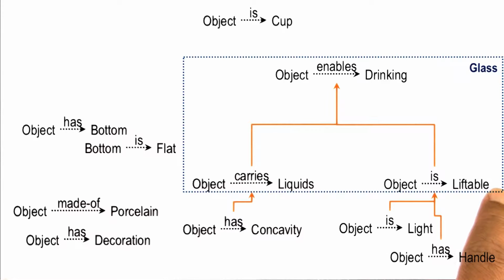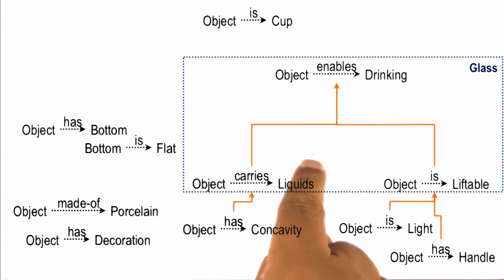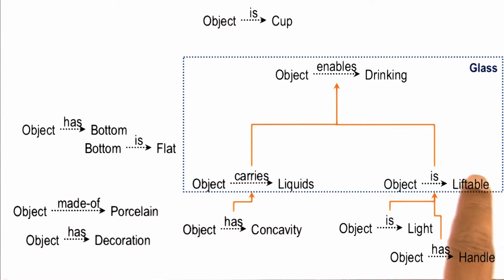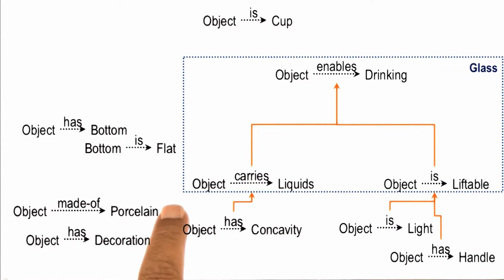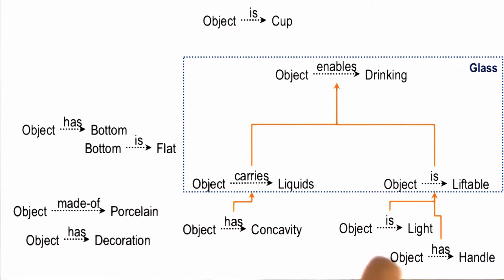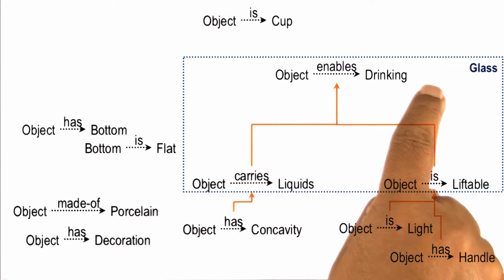The glass enables drinking because it carries liquids and because it is liftable. So in this way, the abstraction learned from the glass gets connected to the abstractions learned from the bowl and the abstraction learned from the briefcase. Note that the effect here in the abstraction from the bowl has become the cause for the effect that was the abstraction from the glass. Similarly here, the effect that object is liftable was learned from the briefcase example. But in the context of the glass, this becomes the cause for object enables drinking.